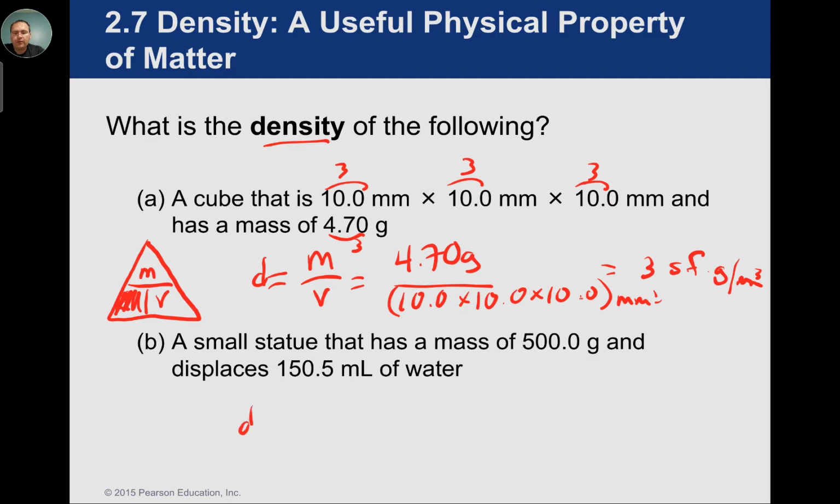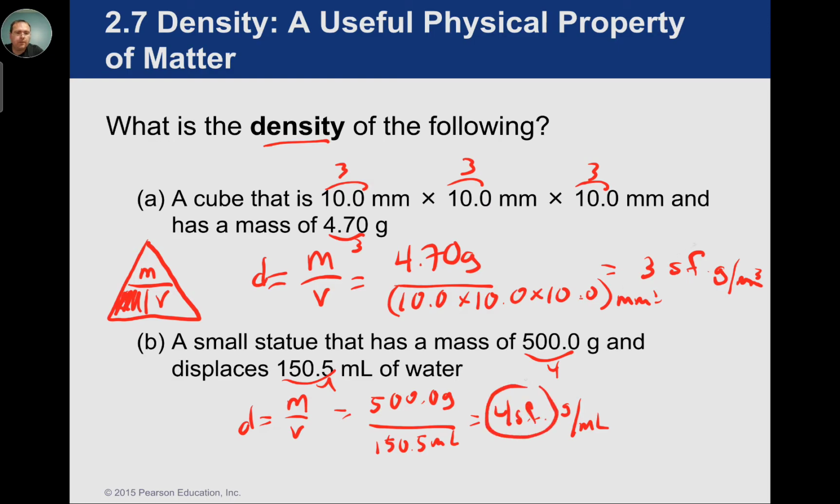Very similar on the bottom, we have density is mass over volume. We have 500 grams. We have 150.5 milliliters displaced by water. There we get grams per milliliter. And notice here we have 4 versus 4, so we're going to want 4 significant figures in that answer. So it's just tossing those numbers into your calculator, making sure that, in this one in particular, you have parentheses underneath so that those 3 are multiplied before anything is divided.